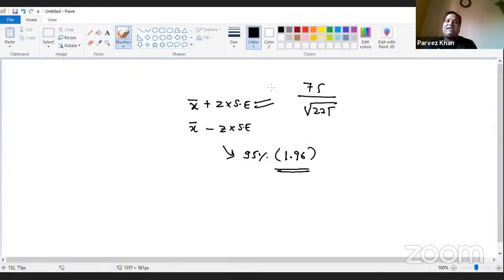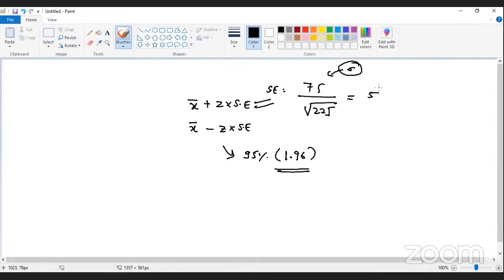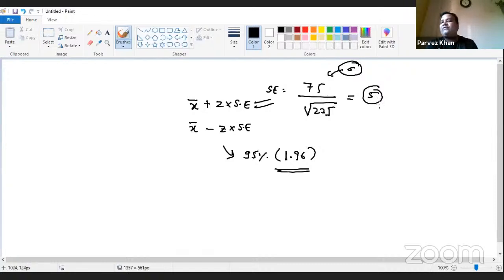Okay. So, this is the formula for standard error, right? Sigma by root n, if you remember, because here the population is infinite. We don't know the size of the population. So your sigma is 75. Standard deviation is 75. Sample size is 225. So 75 divided by square root of 225. How much did you get? Can somebody tell me? Five, sir. You got five. So the standard error is five.